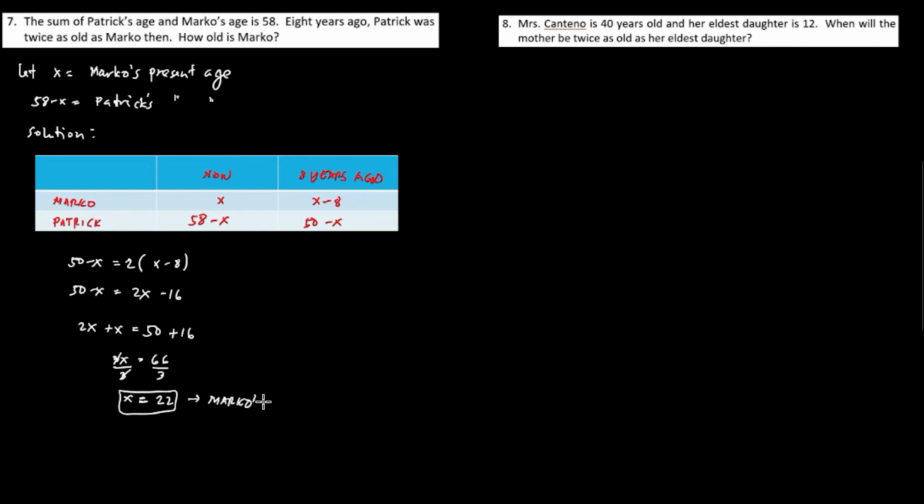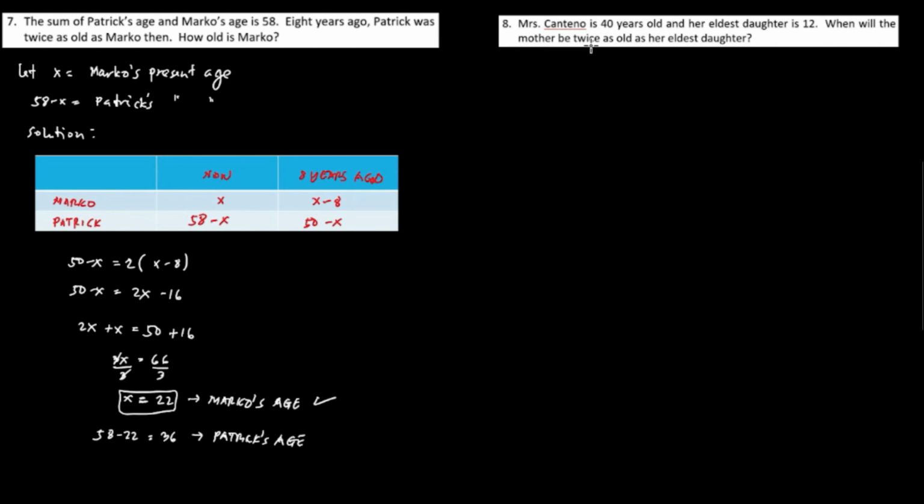So Marco's age, and Patrick's age 58 minus x, so 58 minus 22 or 36. And this is the age of Patrick. So Patrick's age. And the question, how old is Marco? Therefore, Marco's age is equal to 22. And this is the answer.